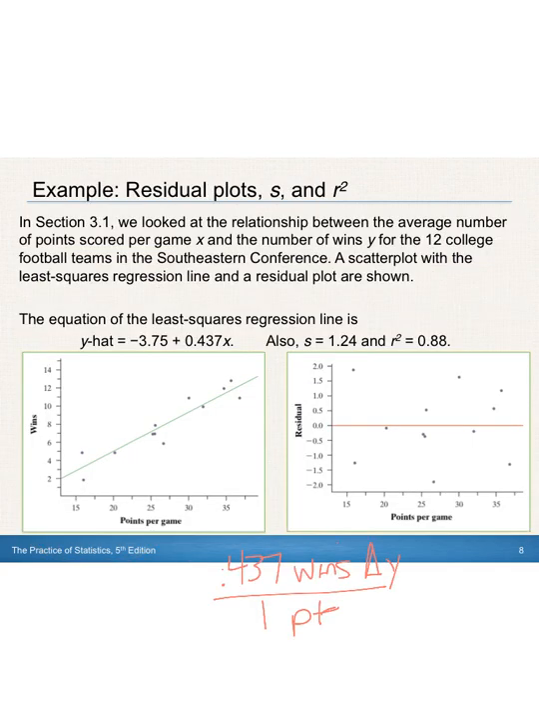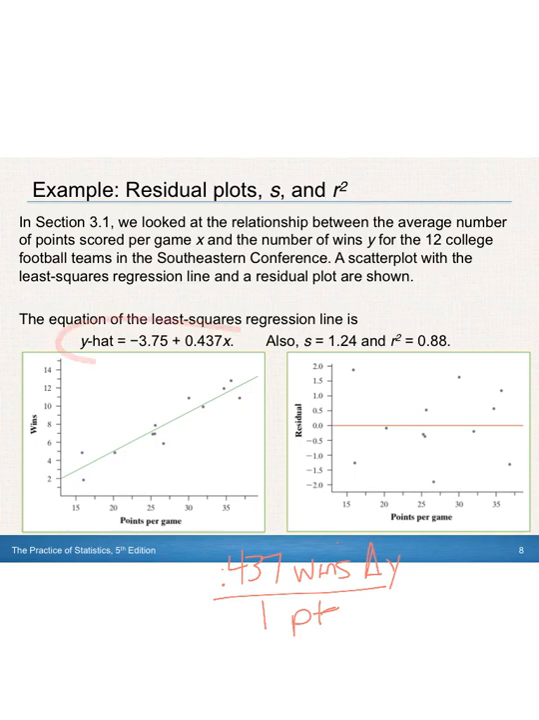So we're going to put all this information together: interpreting the least squares regression line, calculating a residual, looking to see if it's a valid model by looking at the residual plot, and then also talking about what S and R squared tell you. So this is 12 college football teams, and we're looking at the relationship between points per game and wins, and obviously there's a fairly strong linear correlation.